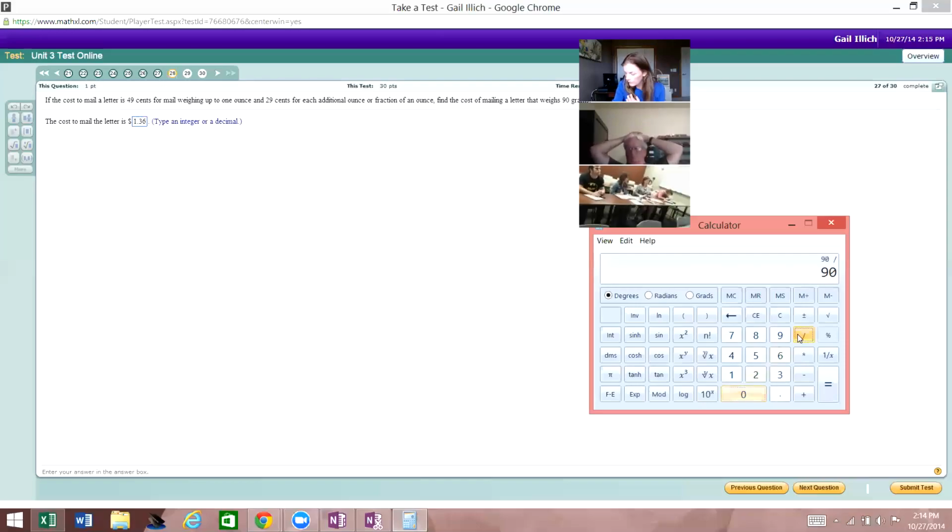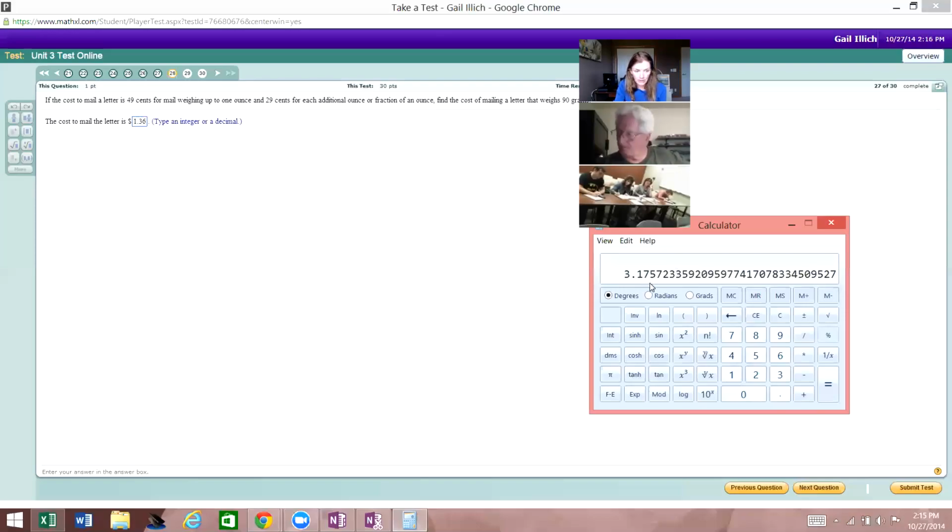Okay, I see how you got the $1.36. So first you have to convert grams to ounces by dividing the 90 grams by the 28.34, which was the conversion factor. So we get 3.17 ounces.